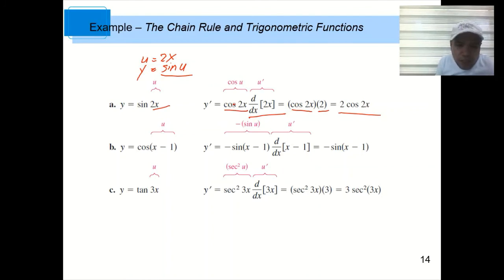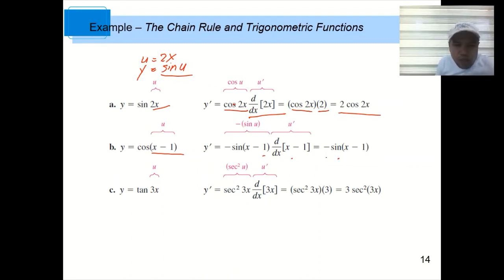Another one, cosine times x minus 1 quantity. So our inner function is x minus 1, and cosine u is our outer. Cosine u will become negative sine u, or negative sine, times x minus 1. Then the derivative of x minus 1 is 1. So negative sine x minus 1.